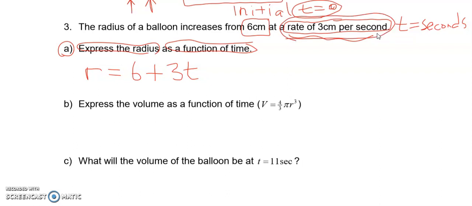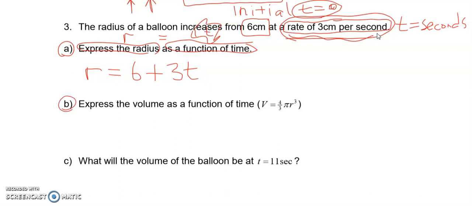So this is the answer for part A. There's no need to go any further with this. In fact, you really can't go any further with this than part A. I've expressed the radius, r, that's on the left-hand side, as a function of time. The only variable on the right-hand side is t. So we've answered part A. Now, let's look at part B.